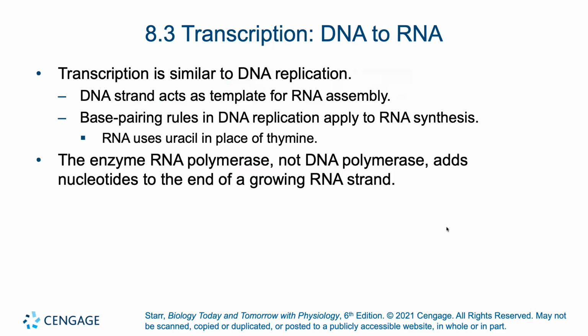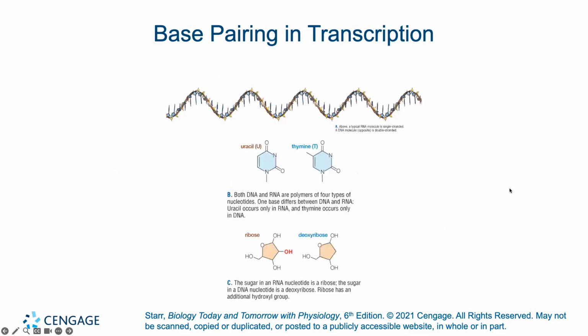Transcription is similar to DNA replication. The DNA strand is the template for RNA production, and the base pairing rules apply, except for the fact that there's uracil instead of thymine in RNA. RNA polymerase adds the nucleotides to the end of the growing strand, and we generate the RNA molecule. So you can see here what the RNA molecule looks like, a typical RNA molecule, which is single-stranded up top. The DNA molecule is double-stranded.